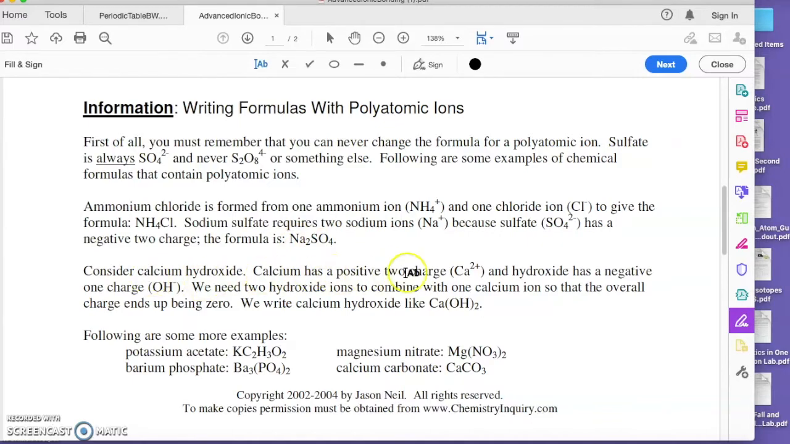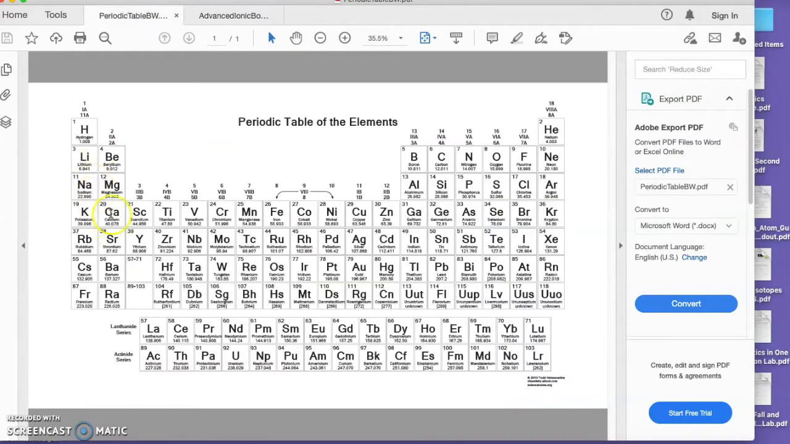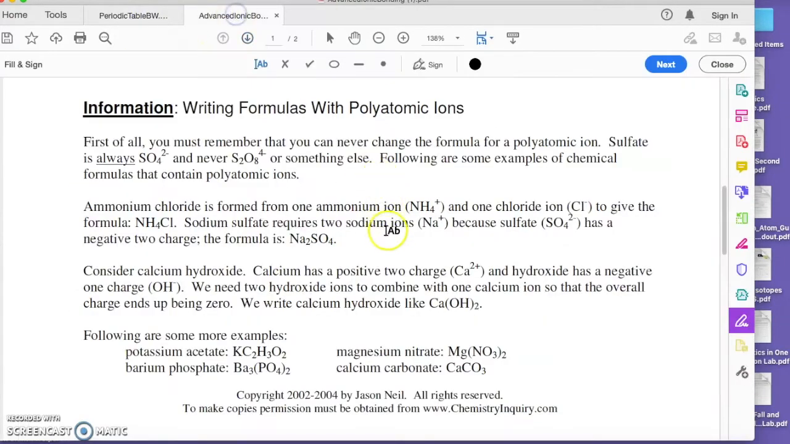Calcium hydroxide. Calcium has a positive 2 charge. We know that because calcium's right here, right? It's a group 2A. And hydroxide is OH with a negative 1 charge. So we need 2 hydroxide ions to combine with the 1 calcium ion. So the overall charge is 0. So calcium hydroxide is written like this. So look carefully. When we have a polyatomic ion in a formula and there's more than one, we put parentheses around it, and then we put the 2. So polyatomic ions, when there's more than one, need parentheses.